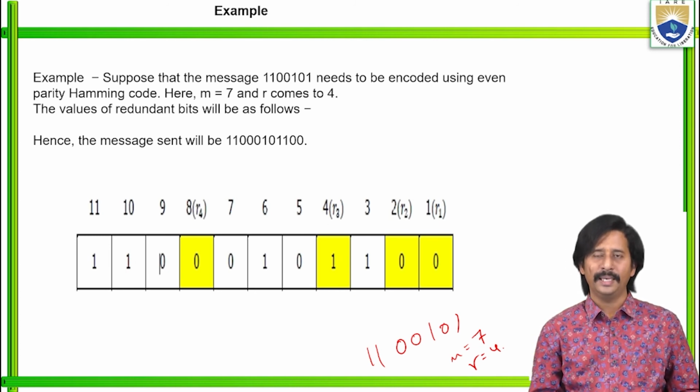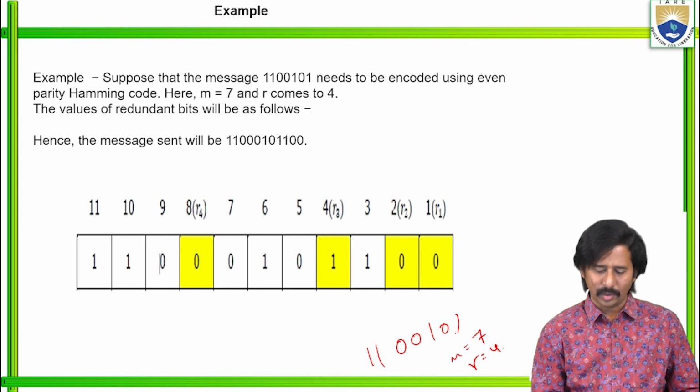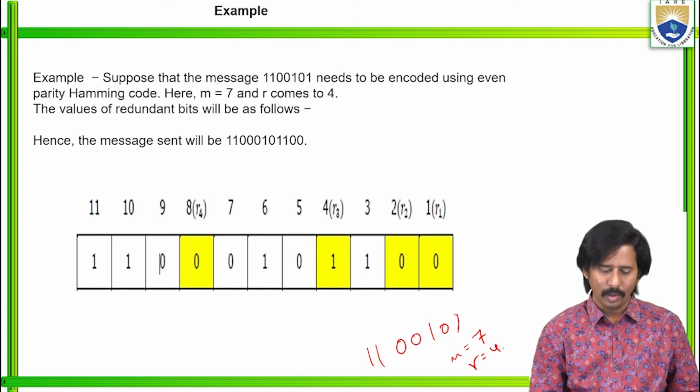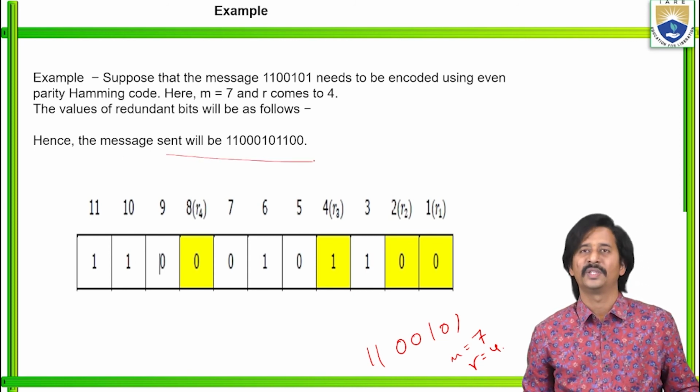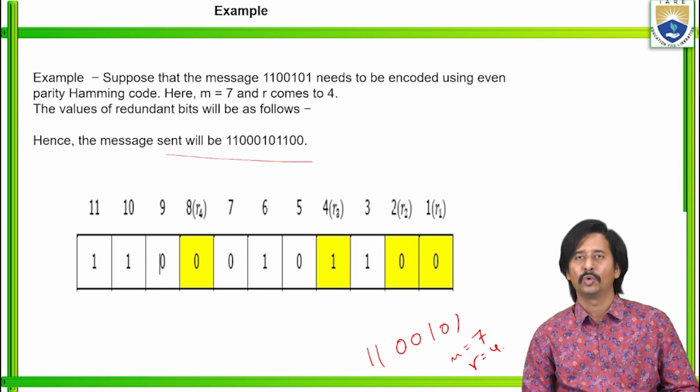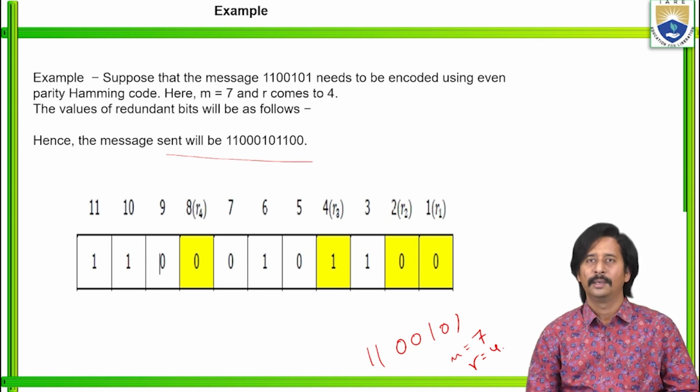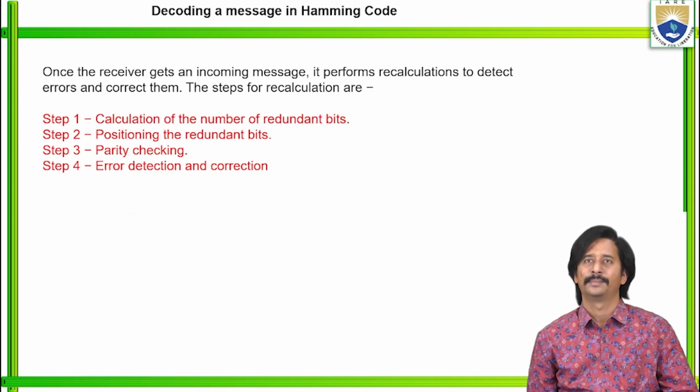Right. So automatically here 11001011, that may be here the message will be sent like this, because based upon this particular values. So 2 power r is greater than or equal to m plus r plus 1.